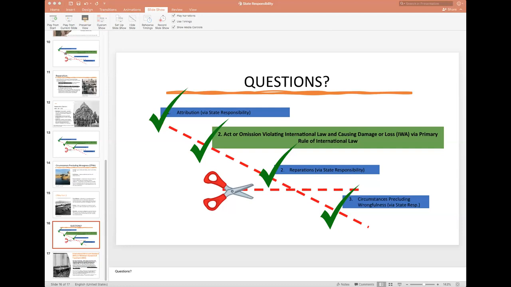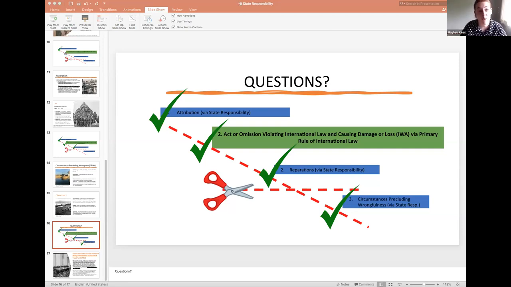Sorry for not being very specific. It's okay. It's about invocation of responsibility by the not injured state. It's pretty new. Yeah. Okay. No, this one is very new.